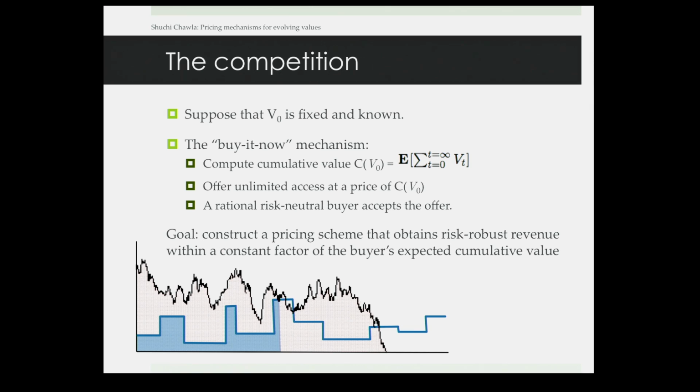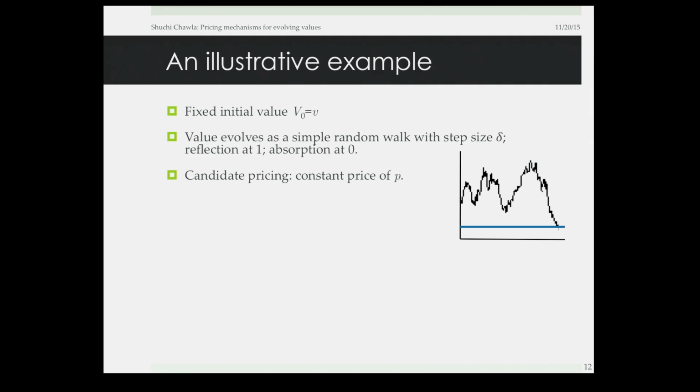And let me give you an example where a very simple pricing is not going to achieve a good approximation here. So let's suppose that the buyer's value evolves according to a simple random walk with some fixed step size. And let V be this initial value. We're going to consider this class of pricings where the seller just announces a constant price P for the item for every time step.